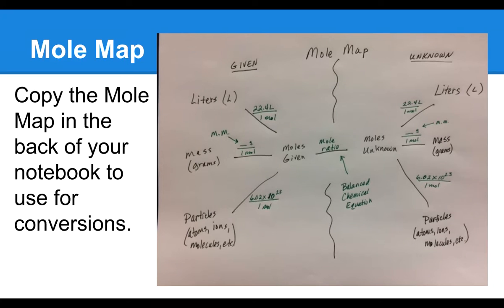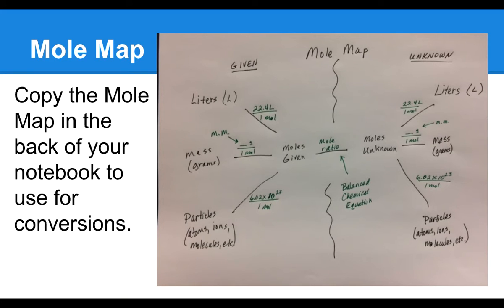So what you want to do now is pause this video and copy this diagram down someplace in the back of your notebook, or if you're not using a notebook, on a separate sheet of paper, but preferably in the back of your composition notebook, so you'll have it handy to use in this unit, the next unit, and really throughout the rest of the year. So copy the mole map in the back of your notebook to use for mole conversions. Pause the video here for a few moments and copy this down.